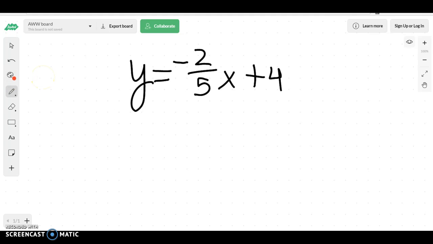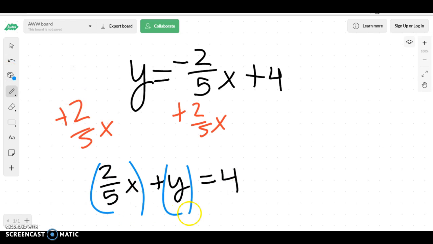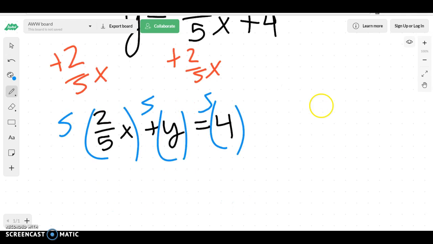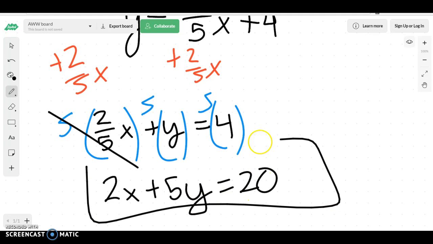What we want to do for this thing is add the 2/5 x because we want x and y on the same side since we're trying to make this go to standard form. So I have 2/5 x plus y equals 4. And then what I want to do is get rid of the fraction by multiplying everything by 5. I would get the 5's to cancel, so I'll get 2x plus 5y equals 20. And that would be my final answer.